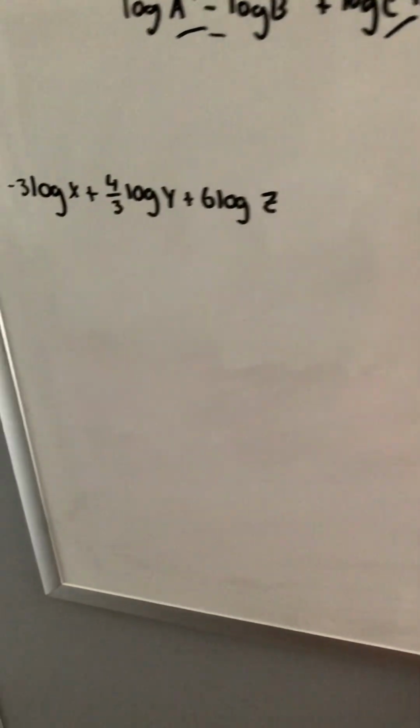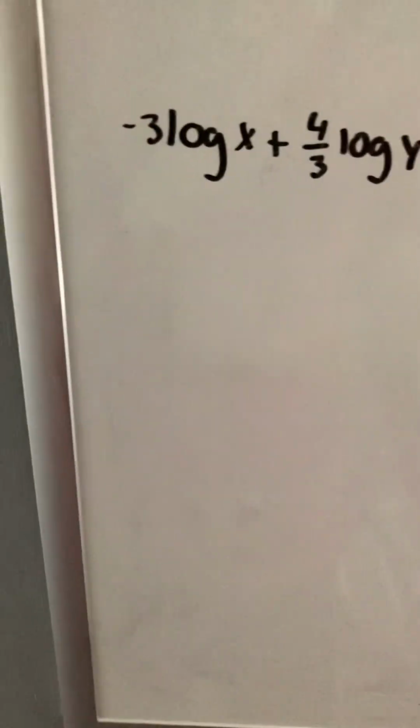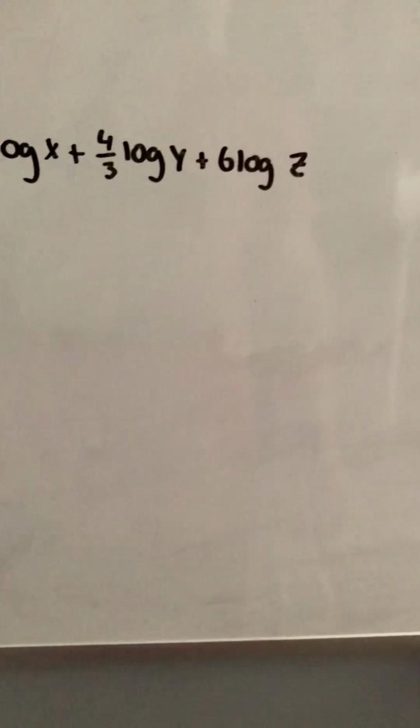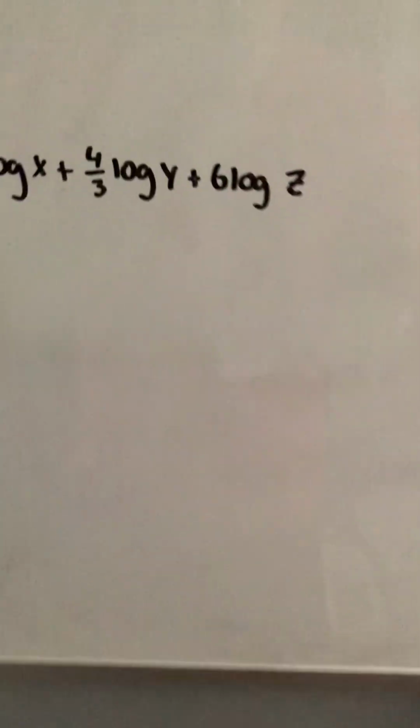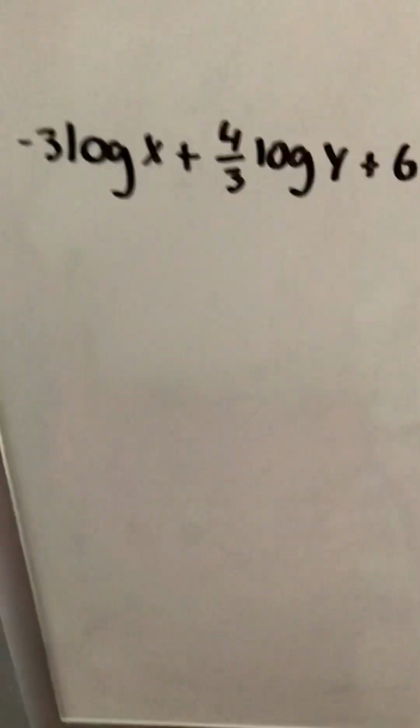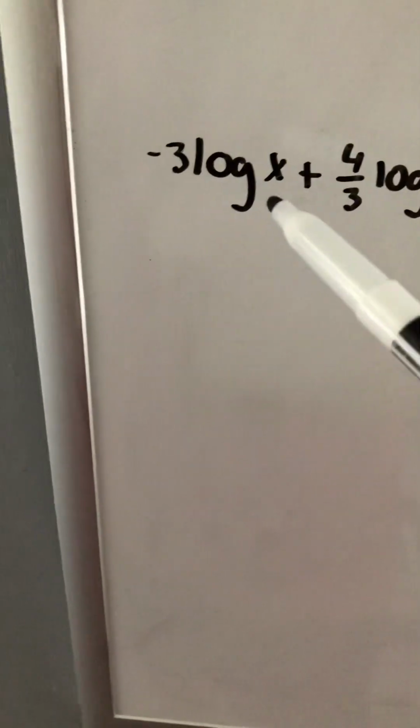And I'll give you one more example of that. Alright, consider this problem. Negative 3 log x plus 4 over 3 log y plus 6 log z. Condense this into a single log. So I'm going to go ahead and just write out log right here and then the parentheses.